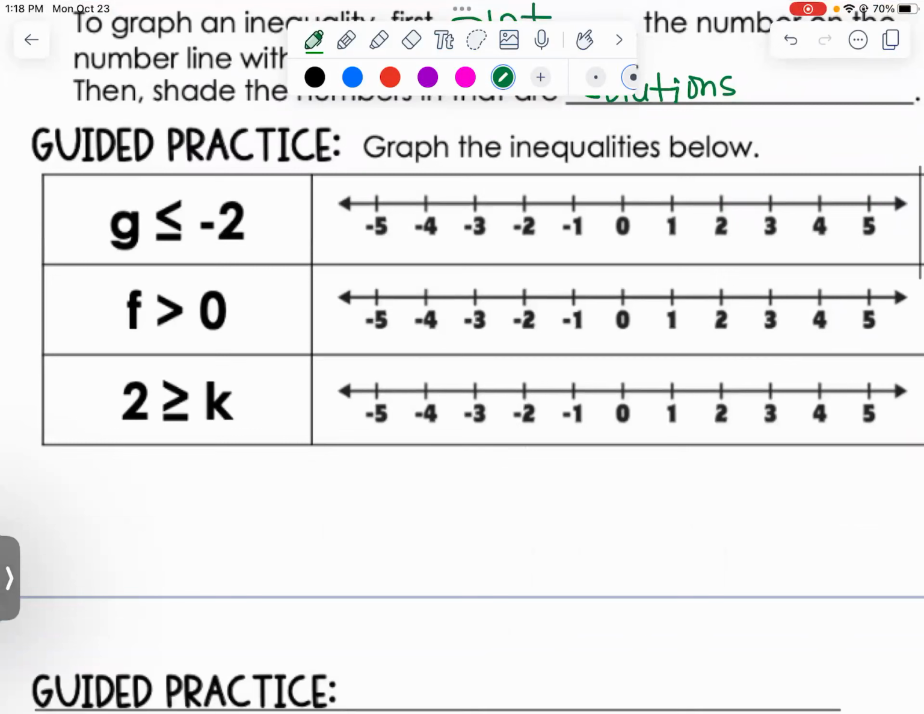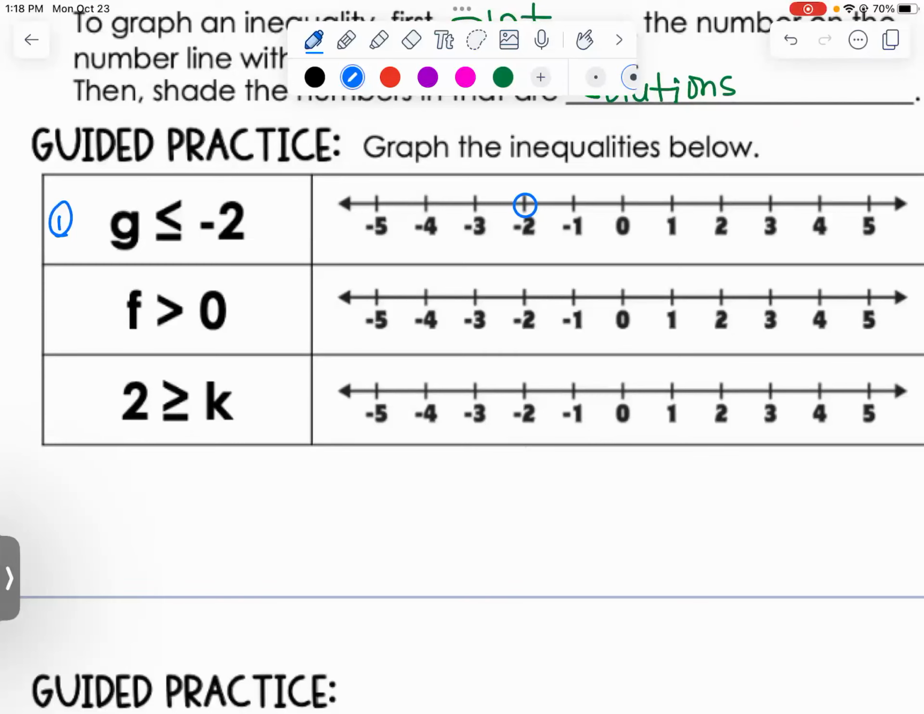All right, so we're gonna practice this first one. I'm gonna call it number 1. G is less than or equal to -2. Where are we gonna put our circle? Where are we gonna put it? -2, it's telling us. So I'm gonna put a circle at -2.